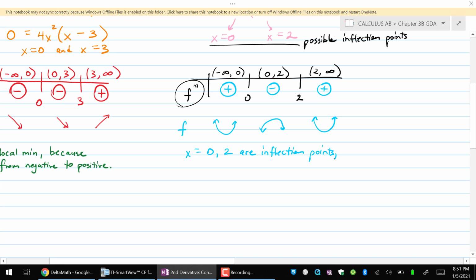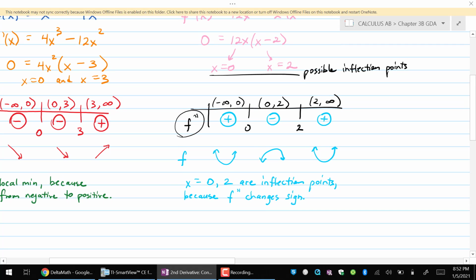How do I know? Comma, and write the word because. The second derivative, f double prime, changes sign. It doesn't really matter that it changes from positive to negative or vice versa. All that matters is that you have a sign change. When that happens, then we have an inflection point.